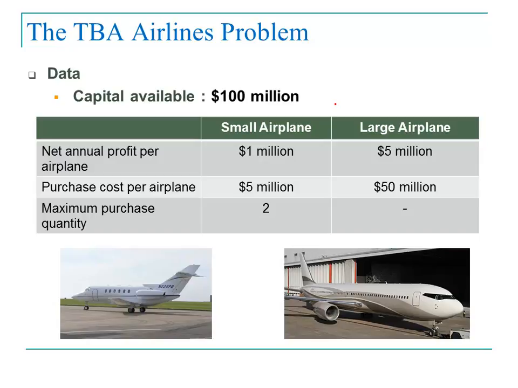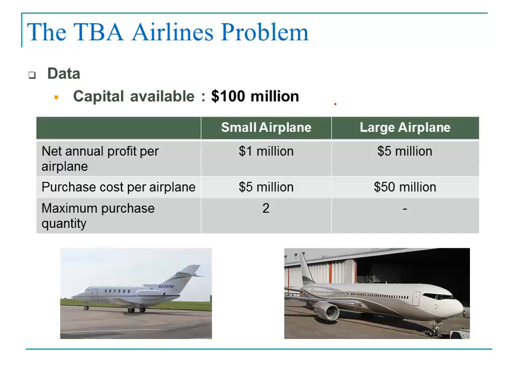But you also have to consider the cost of buying each airplane. So a small airplane can cost you $5 million, and a large airplane can cost you $50 million. And you also have a constraint in terms of the number of airplanes that you can buy for the small size airplane. So you can buy at most 2, but you don't have any limitation in terms of how many large airplanes you can buy.